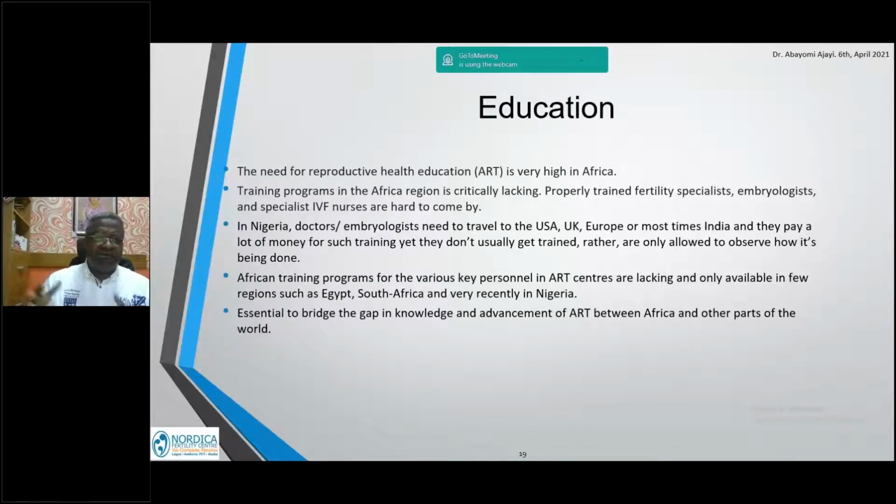So everyone needs to train their own. And in Nigeria, doctors and embryologists need to travel to the USA, the UK, Europe, and sometimes even India, and they pay a lot of money for such training. Yet they don't get trained properly because most of the time you can't even touch patients in all these places. They can only observe. So African training programs for various key personnel in ART centers are lacking and only available in very few regions, such as Egypt, South Africa, and very recently in Nigeria. So we need to bridge this gap for there to be advancement for ART in Africa.